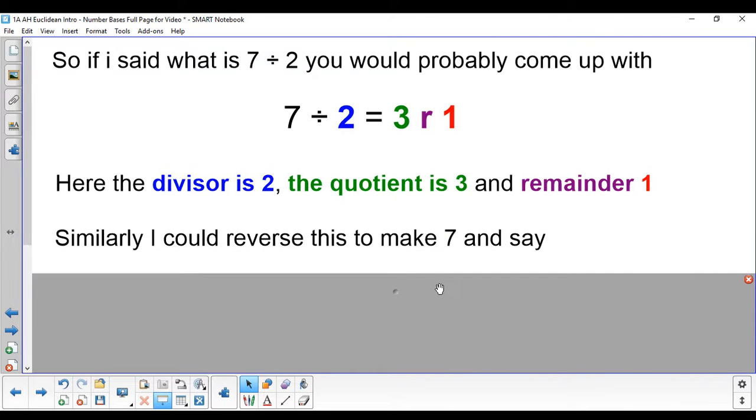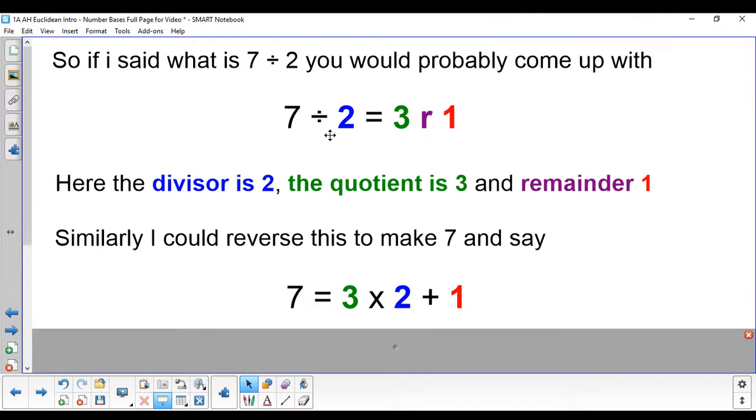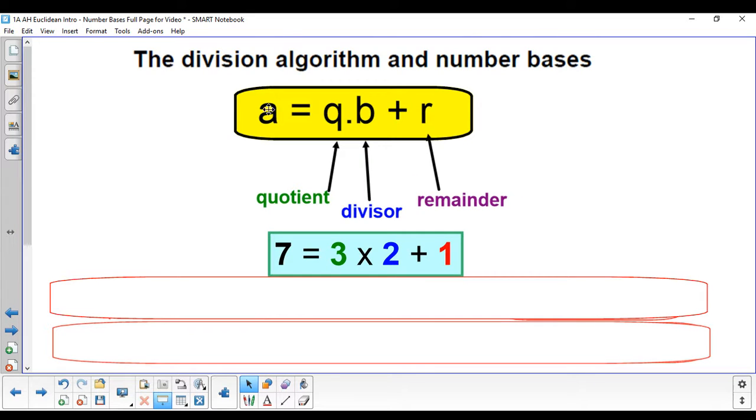So you can reverse this and then say that 7 could have been, instead of dividing by 2, 3 times 2 add 1. In the division algorithm, we don't tend to use a times, we use a dot. And you'll see it's how many times we had the divisor going into it, and then the remainder. So when we have this, you don't have to know A, Q, B, and R. What you have to realise is that whatever your number is, if you were told that you were dividing it by 2, then this would go here. So 7 is 2, 2 goes into it 3 times, and you've got 1 left over.